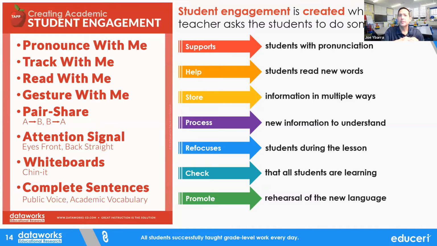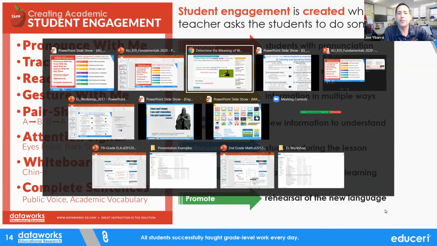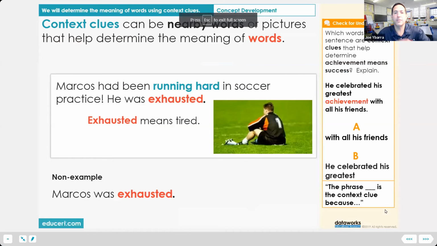Of course. If I pose a question, in fact, I'm gauging, and we're going to see some real examples of lessons. You saw me teach this, context clues, nearby words. I gave examples. Which words in the sentence are context clues that help determine achievement means success? And then I say, pair share with your partners.